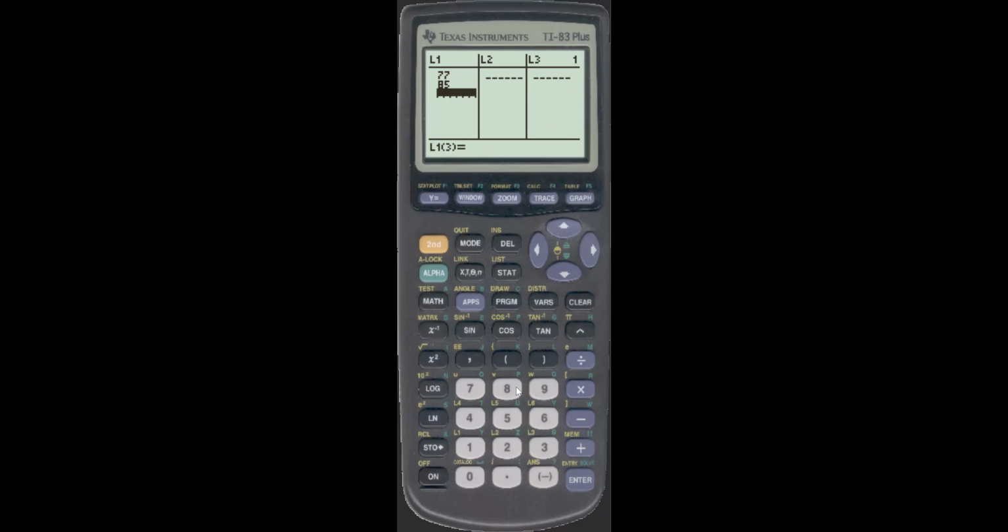85, 88, 58, and 72. Just double check: 77, 85, 58, 72. Sometimes you can actually go backwards. That's a good way to double check: go in reverse and see if it's right. All right, so quit out of this.